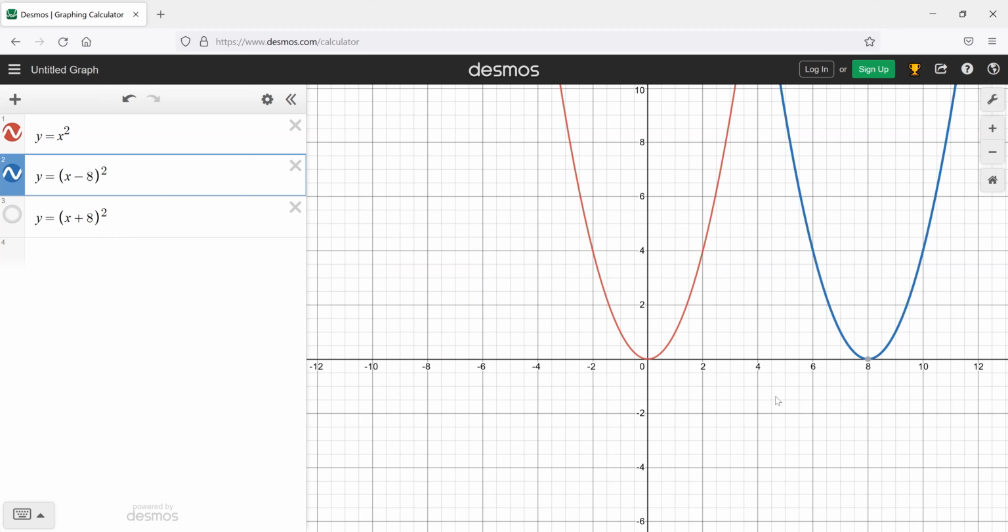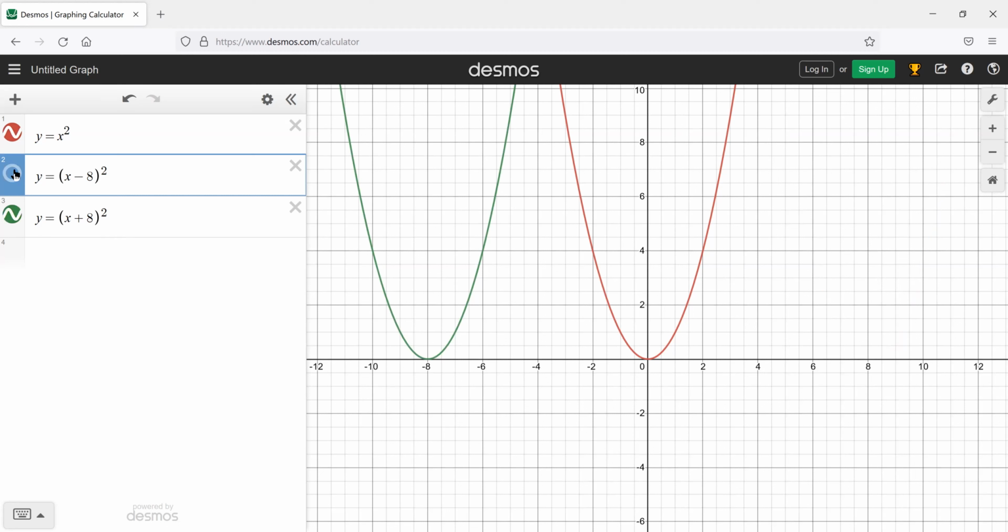Left 8 units. Okay, I'm just trying to get you to see a visual. So the answer to number 3 is that it goes left 8 units. Do you have that down? Yeah, I have that down already. Okay, good. All right, so now let's graph the next one here.